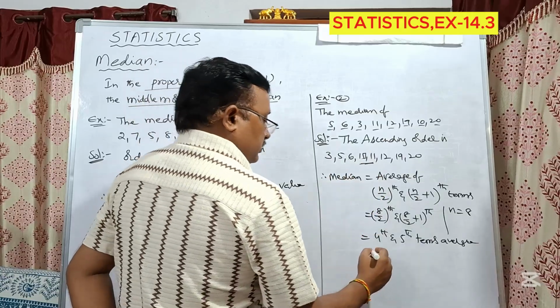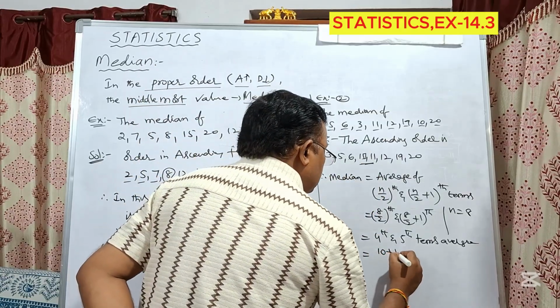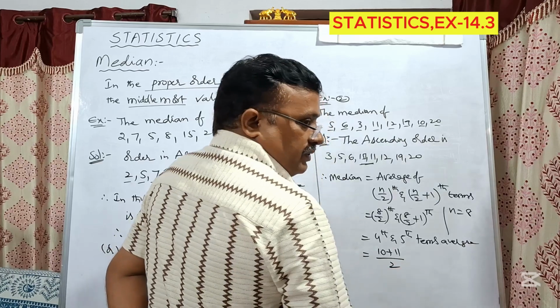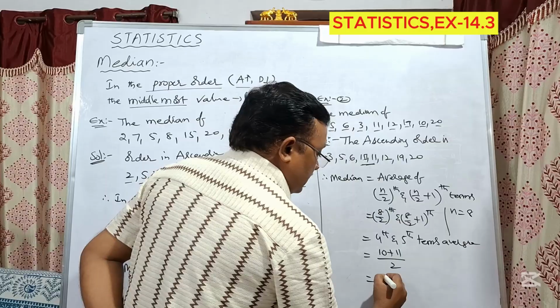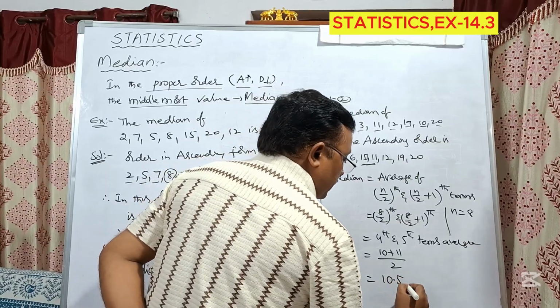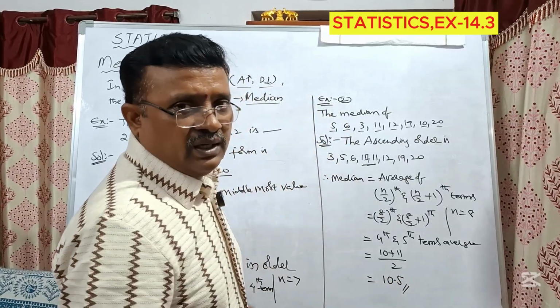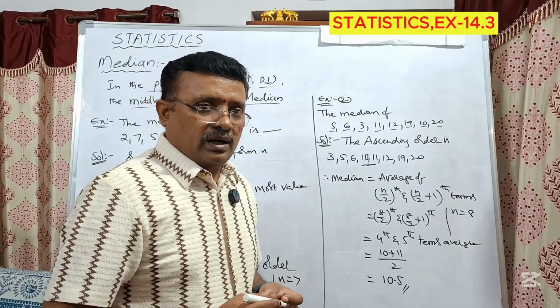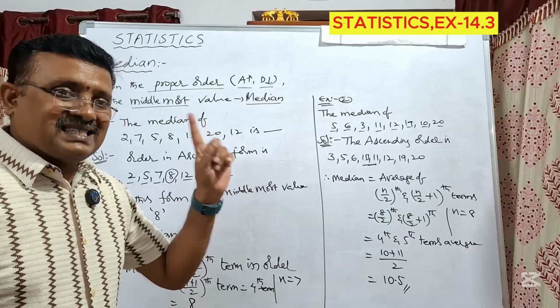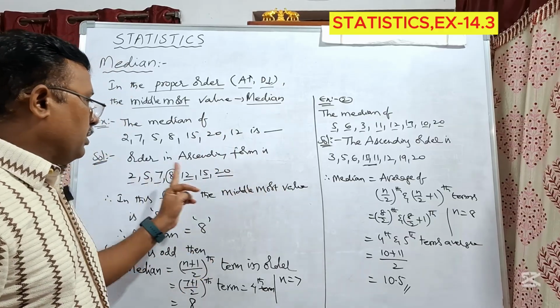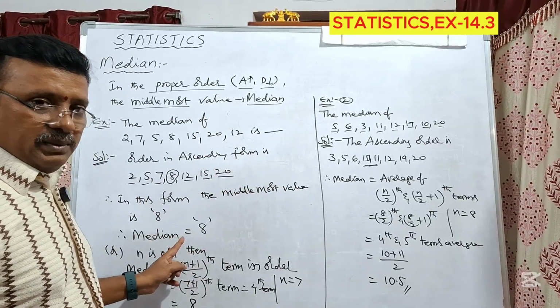10 and 11. So 10 plus 11 by 2. Average of two numbers means a plus b by 2. So by that the answer will become 10.5. Understood? In this way, when the number of observations are odd, we will get only one single middle term in the proper order. That will be the direct median.